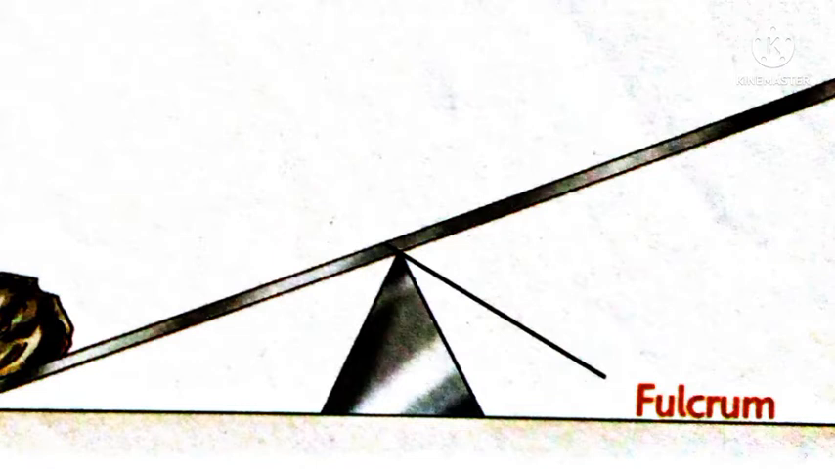Part number 1 is rod. Number 2 is fulcrum or pivot. Number 3 is effort.